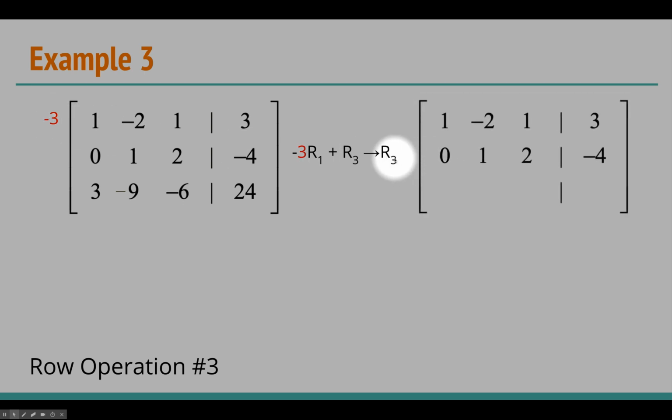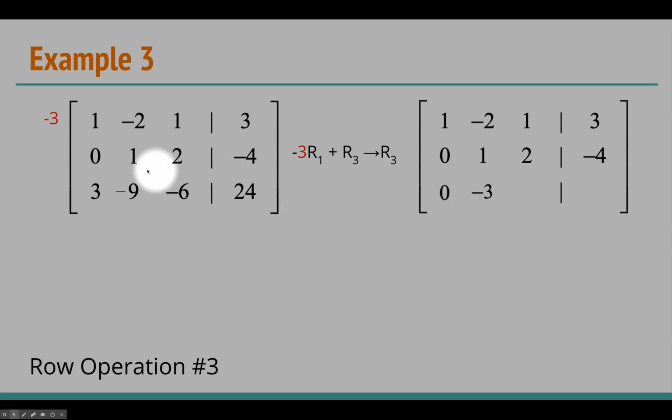Since row 3 is the only thing that's changing, I'm going to copy down rows 1 and 2 very carefully, and then proceed to fill in these 4 entries. Starting with the first column, -3 times 1 is -3. -3 plus 3 gives me this entry, which is 0. That's exactly what I wanted. Now moving to column number 2. -3 times -2 is +6. +6 minus 9 gives me -3.